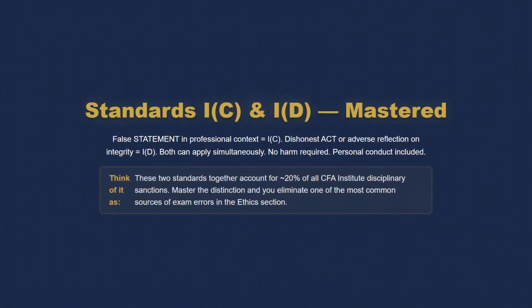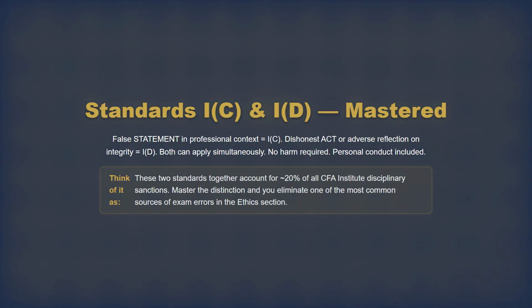The next lesson in this ethics series covers Standard II, material non-public information, and market manipulation. That is the standard that gets the most headlines.